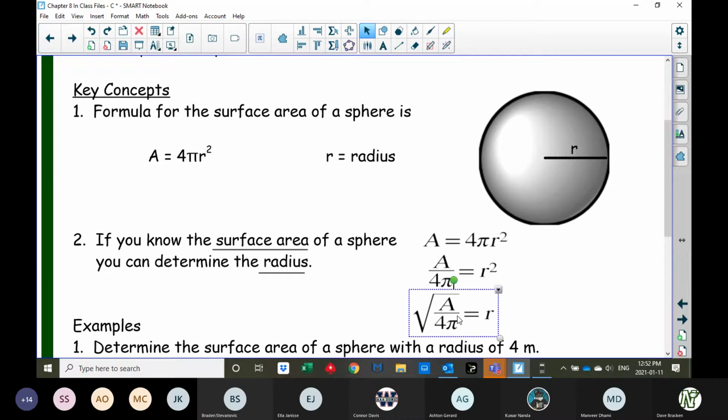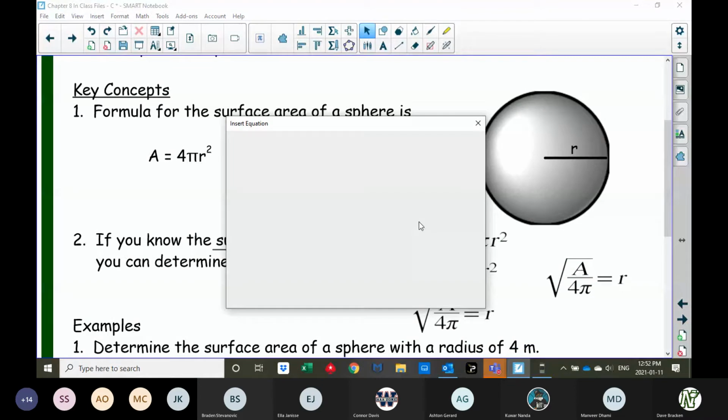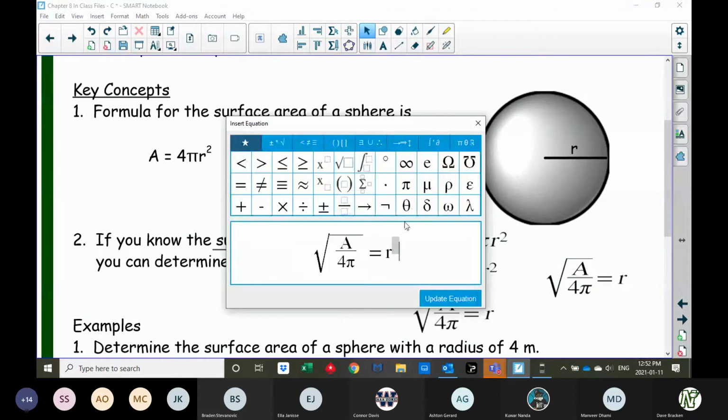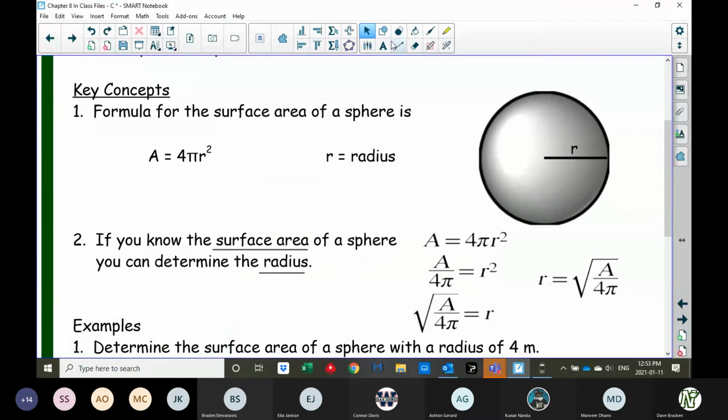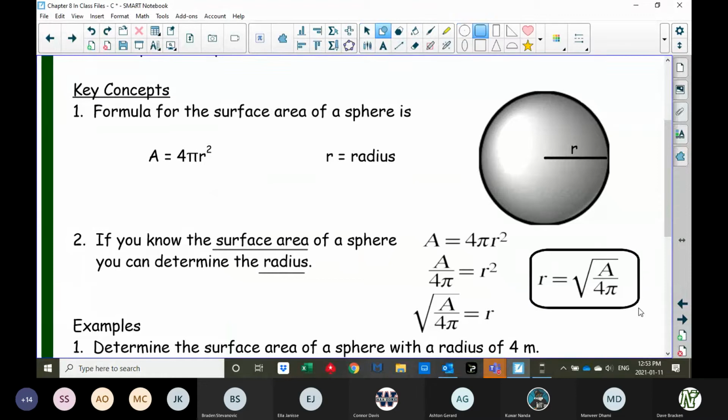All right. The only other thing I would say is if I was ever given this, I'd always write the r first. So I would write r equals on this side, and here's the little formula that I would use. So we just went through and figured it out. Is everybody okay with how we took the formula for the surface area and rearranged it to solve for the radius?